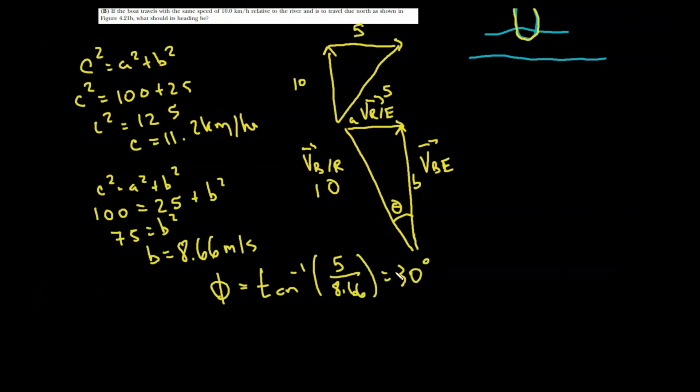So what this means is that the boat has to head upstream, so it travels directly north across the river. And for this situation that we have, the boat has to steer a course of 30 degrees west of north. And if the current was much faster, the boat has to be aimed upstream at even larger angles. So I hope you guys understand that.